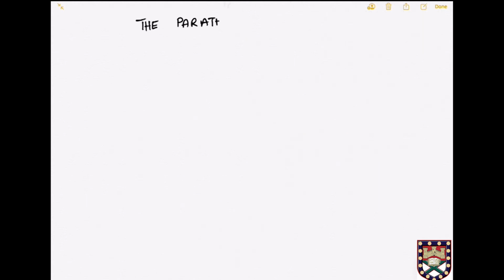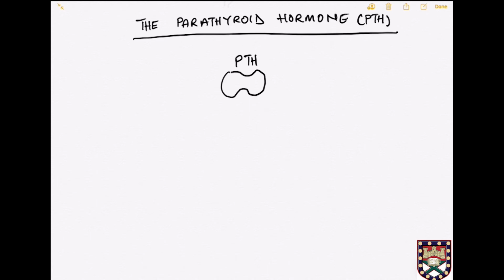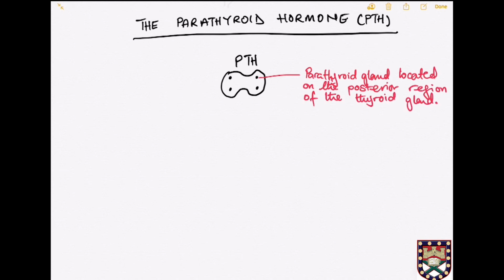Okay, so let's quickly recap the parathyroid hormone. It is produced by the parathyroid glands, which are four rice-sized glands located on the posterior region of the thyroid gland. And this hormone is produced in response to hypocalcemia.